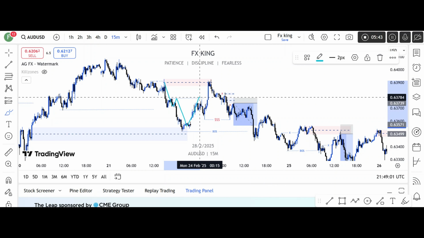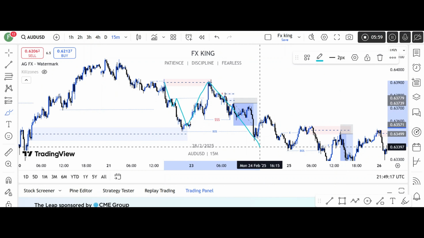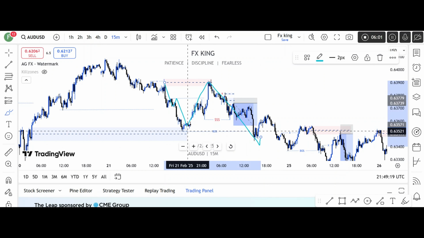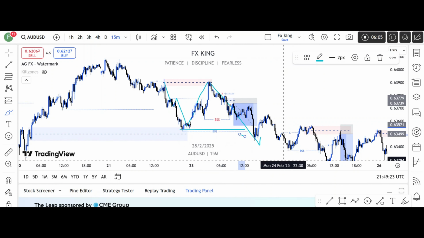Now this pullback is what I call an inducement, which needs to be taken out before the next break of structure can be confirmed as valid. After that, the market pushed below and gave us a break of structure. So here we have our valid break of structure at this level.